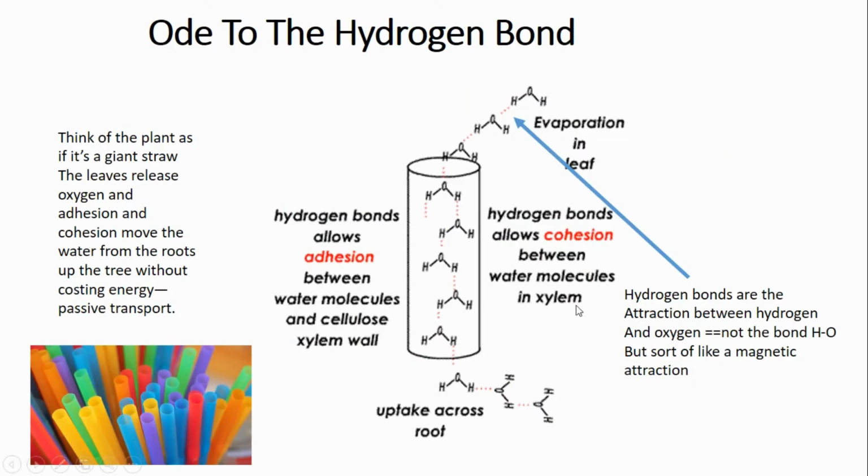So the key is the hydrogen bond. This allows adhesion, cohesion, and all the properties we talked about before. Just remember, it's the attraction between hydrogen and oxygen here, but not the actual bond. So you have the actual bond, then you have this magnetic attraction between the hydrogen and oxygen of each individual water molecule. Yes, I know it's very complicated, but as you work through it, it starts to make sense as time goes by. Don't worry about that.